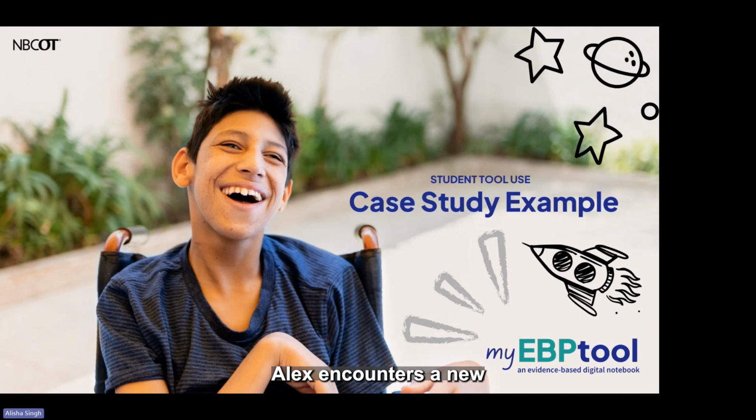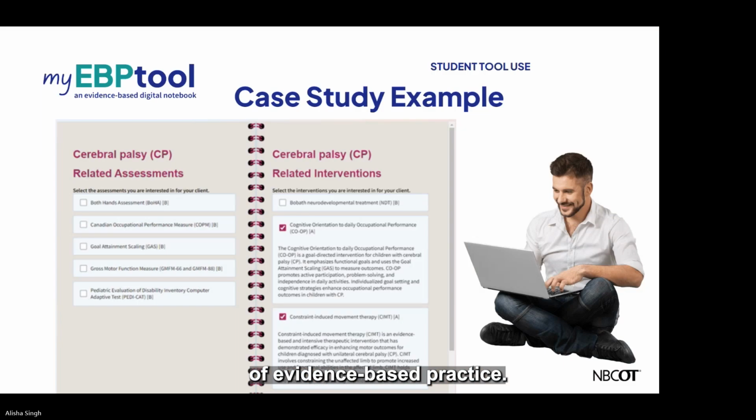Alex encounters a new case involving a child diagnosed with cerebral palsy. He discovered the client's interest in arts and crafts through chart review and rapport building, which became pivotal in intervention planning. Alex found out that the client liked to draw pictures of spaceships, and he wanted to develop intervention ideas to help the client while incorporating the 3 prongs of evidence-based practice. Alex used My EBP Tool to research evidence-based interventions suitable to the client's condition and found some information about using the CO-OP and CIMT.